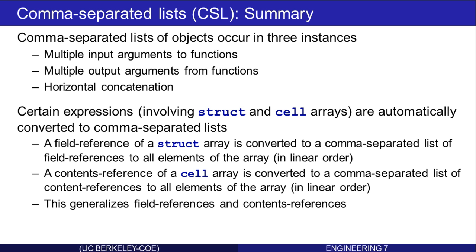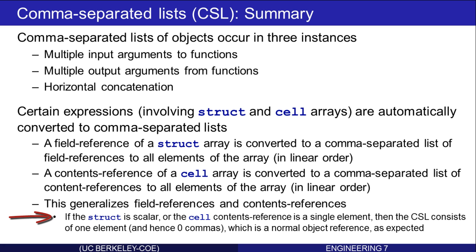of the array. And this generalizes the field references and contents references that we learned initially when we considered scalar structs or a single contents reference. If the struct is a scalar or the cell contents reference is a single element, then the comma-separated list consists of one element and hence 0 commas, which is a normal reference as expected. Let's look at these cases with a few examples.